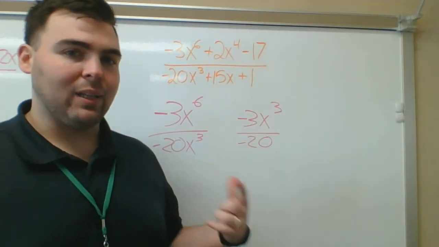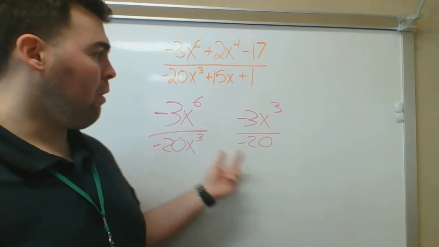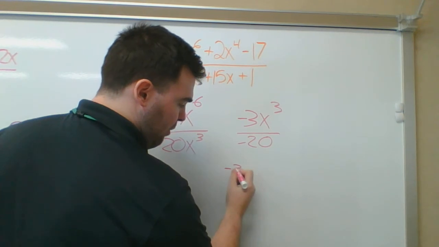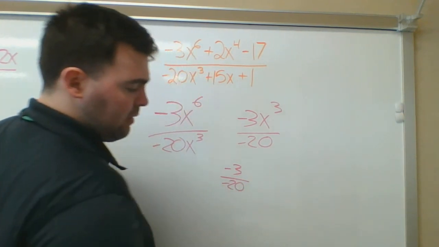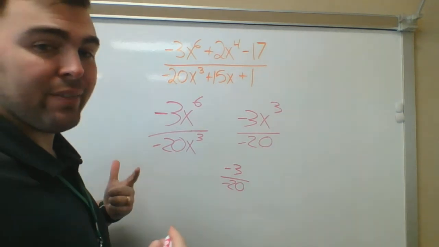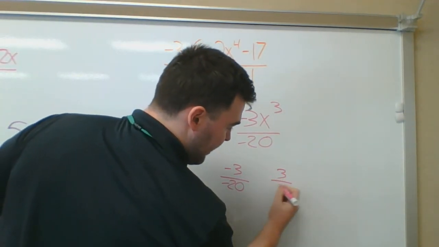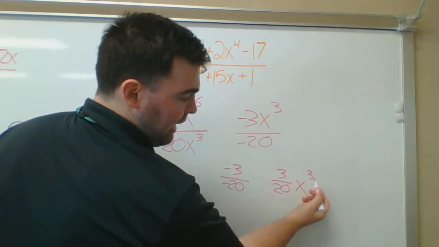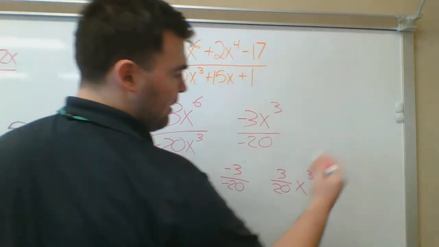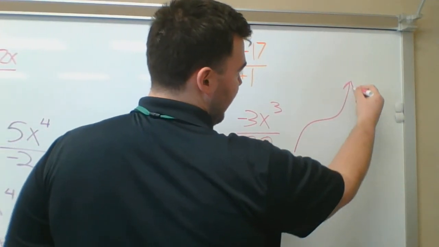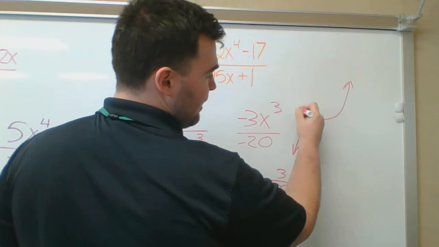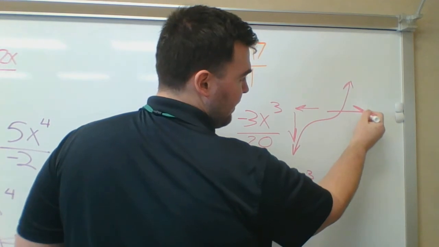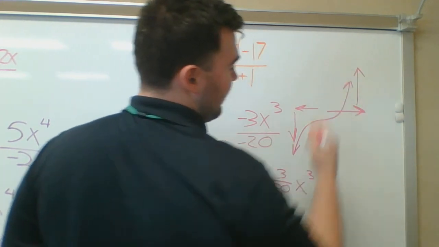Okay? Exponent is clearly odd. Okay? Coefficient, is it positive or negative? Negative 3 over negative 20. A negative divided by a negative is going to be a positive, right? So this is really 3 over 20 x to the 3rd. I got a positive number. I got an odd exponent. So I know it's going to end up looking something like that, right? As x goes to negative infinity, f of x goes to negative infinity. As x goes to positive infinity, f of x goes to positive infinity, okay?